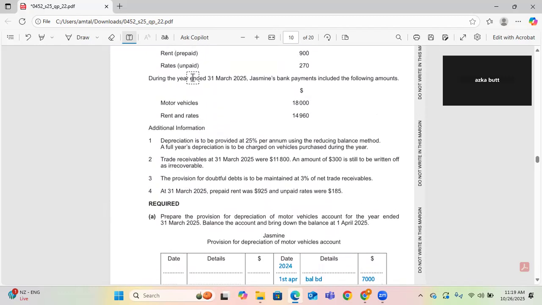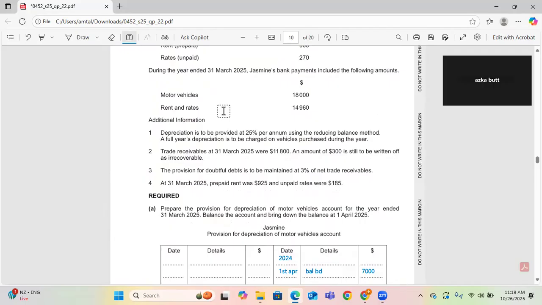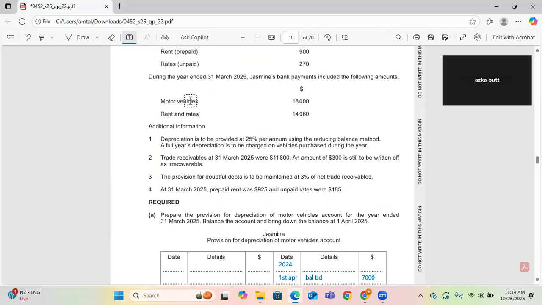Let's see what is the depreciation method. Depreciation is to be provided at 25% per annum using the reducing balance method. A full year depreciation is to be charged on the vehicle purchased during the year. So if you can see, we have purchased this motor vehicle and its cost is 80,000. At the start of the year, of course, we will be multiplying this with the 25%.